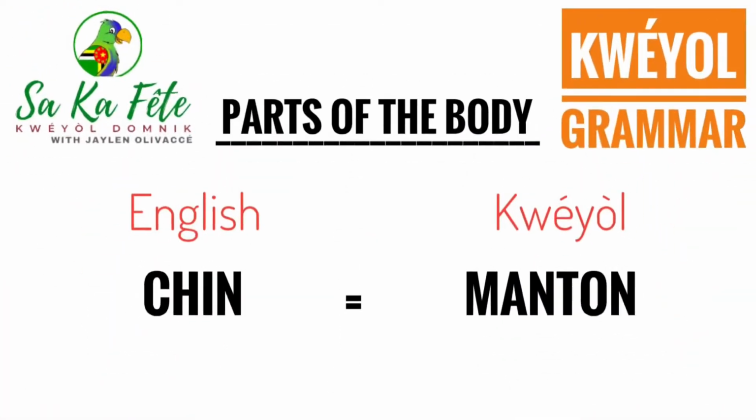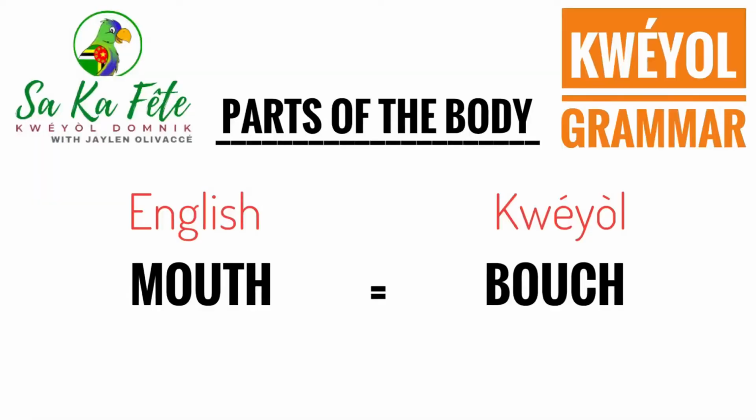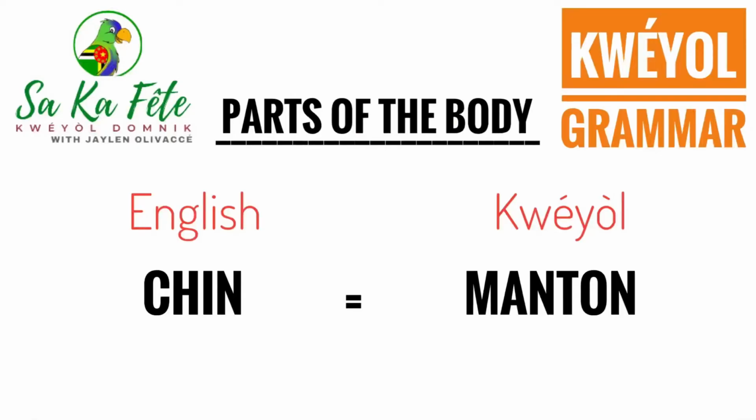Alright, let's move down to our chin. The word for chin in Creole would be maton. Can you guys say that with me? Maton. Alright, so the word for chin would be maton. So let's just go back just to see if you guys can remember. So we're starting with head. The word for head in Creole would be tête. The word for eyes would be yeux. The word for nose would be nez. The word for mouth would be bouche. The word for chin would be maton.